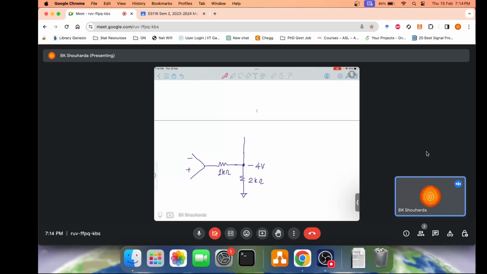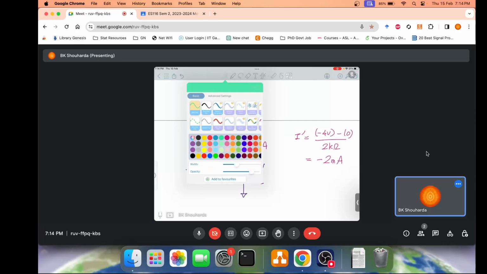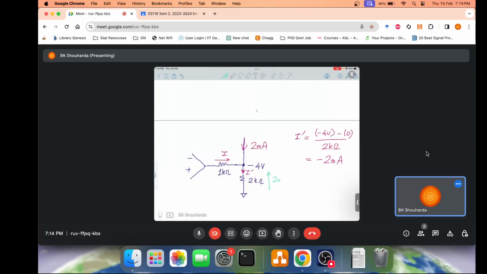Now let's assume the currents. Now let's look at the currents flowing into this. The current over here is assumed to be I. This current has already been calculated to be 2 milliamperes via the golden rule, and let us find this current I prime. As you can see, I prime flows from minus 4 volt to 0 volt based on the direction that I have shown over here, and the resistance through which it flows is 2 kilo ohm. So it's minus 2 milliamperes. So in reality, the current flows in this direction actually.